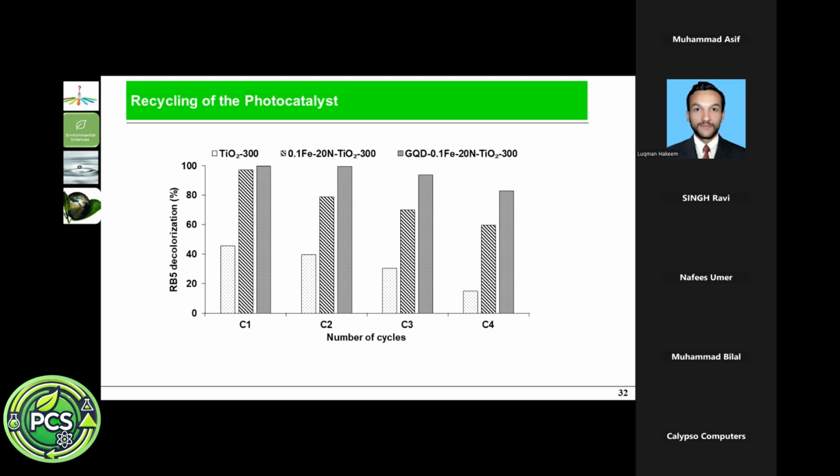Yeah, so Professor, I have a little impression on it, maybe it's wrong. Because you are using graphene quantum dots, maybe these reactive oxygen species, ROS, are also degrading this material. So that is why there is a very linear decrease in the efficiency of the material. Is it possible?